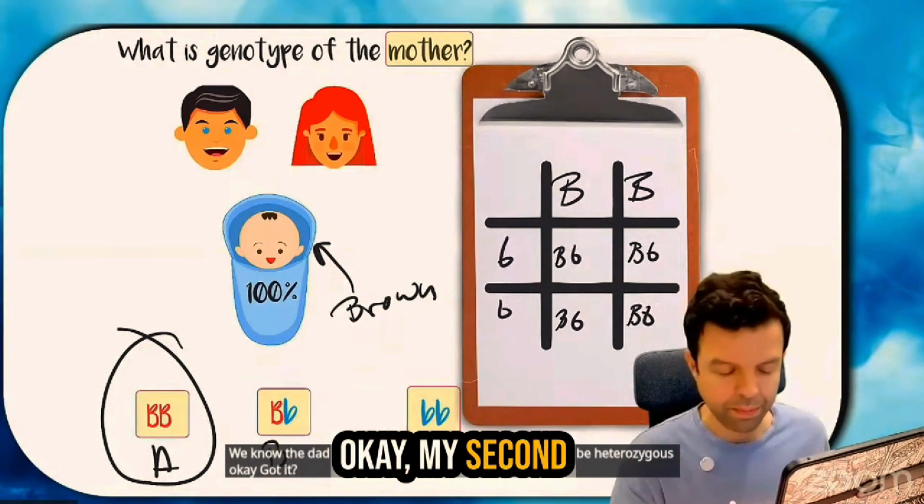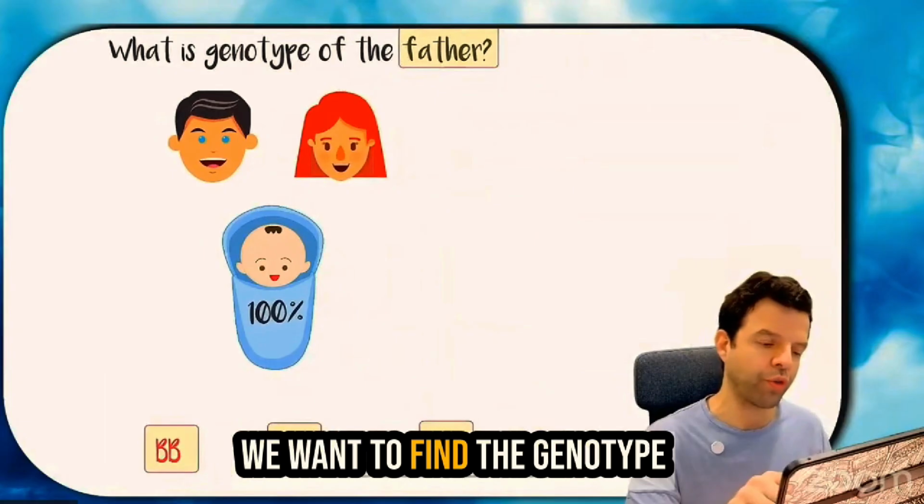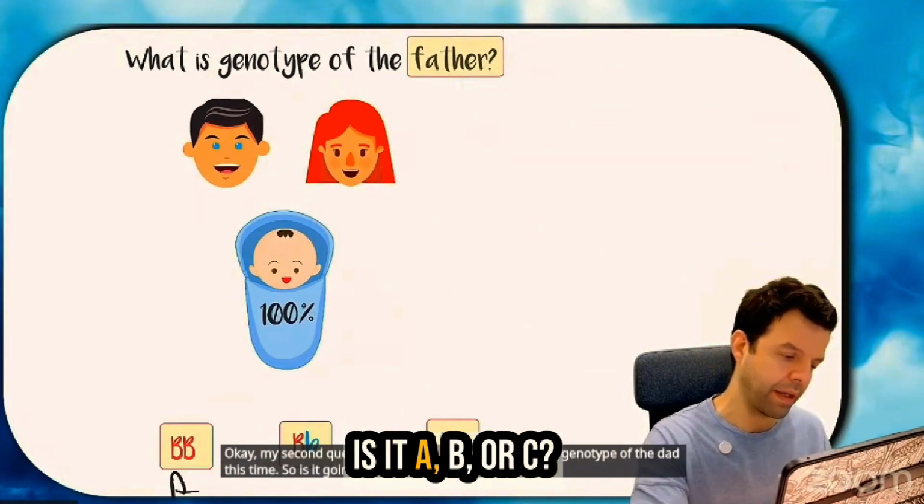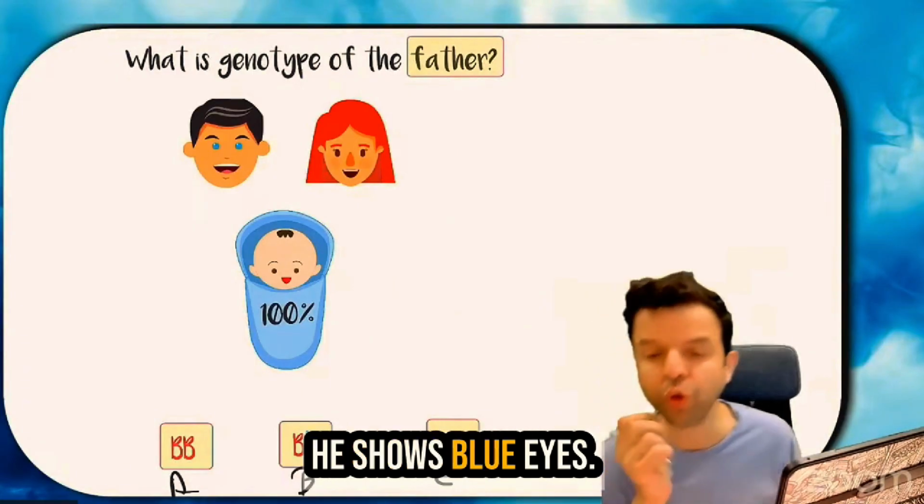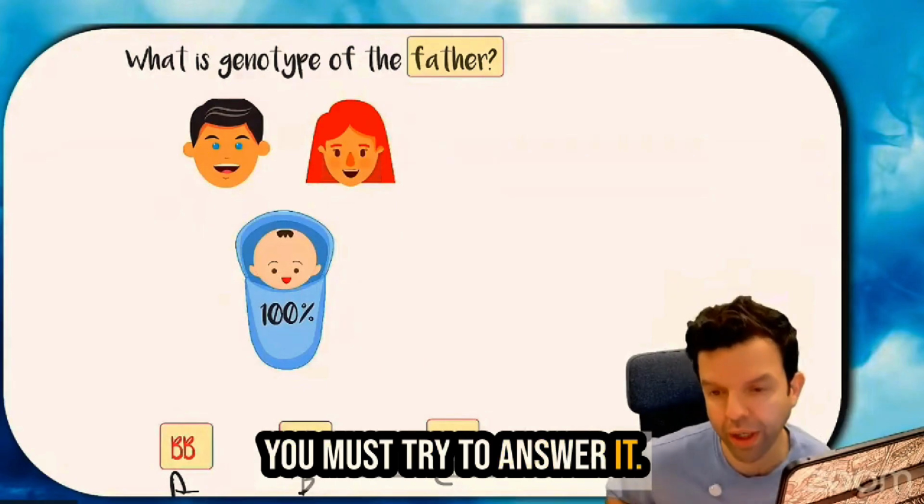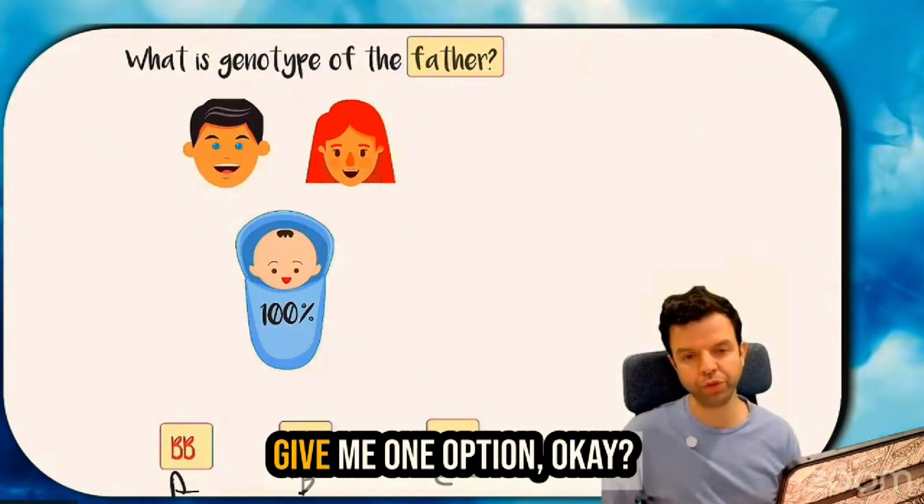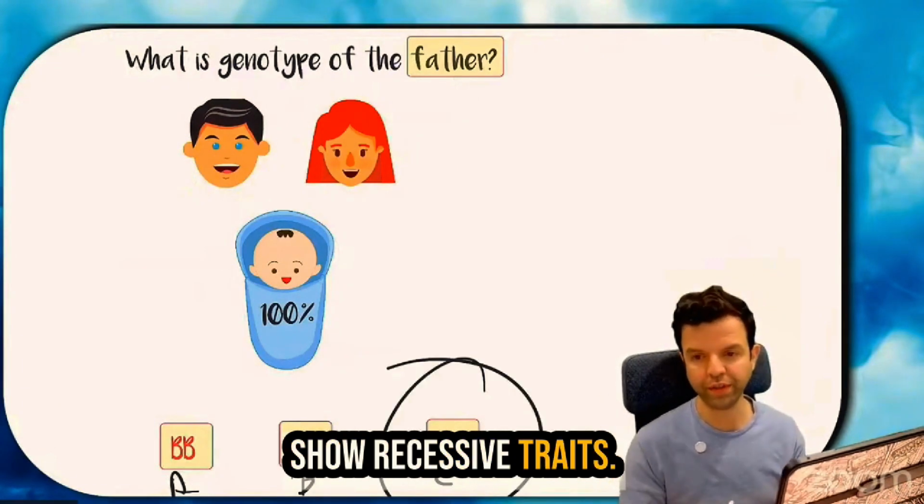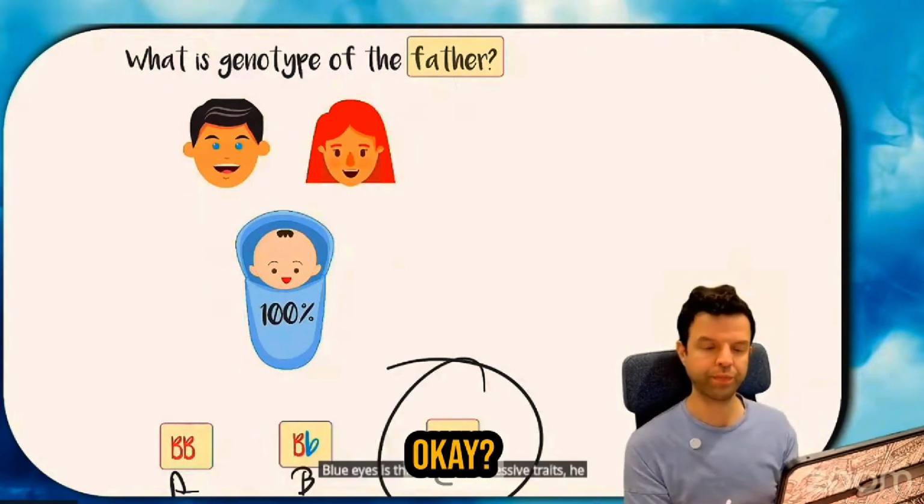Got it? Okay, my second question is like this. We want to find the genotype of the dad this time. So is it A, B, or C? He shows blue eyes. That's straightforward. You must try to answer it. Any clue? No, don't give me two options. Give me one option, okay? Blue eyes is this, right? Show recessive traits. He must be small b, okay?